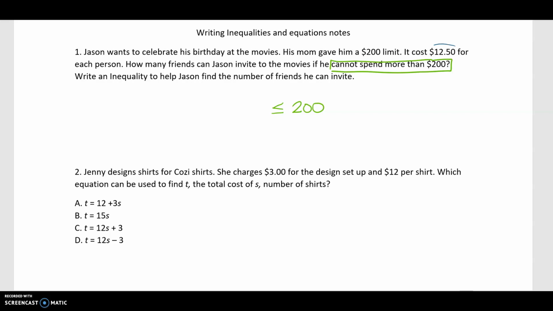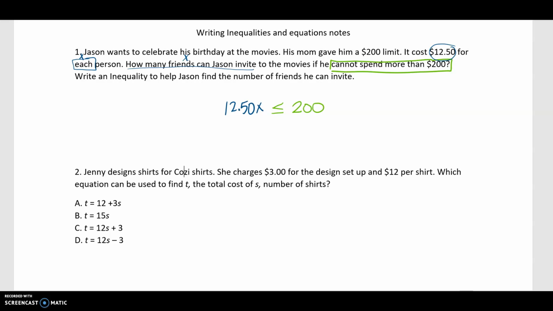Okay, it costs $12.50 for each person. So each person. How many friends can he invite? So we don't know how many friends, so that's my X value. And it says that each person, each means I'm multiplying, each person is $12.50. So it's $12.50 times the number of people, and that total has to be less than or equal to $200.